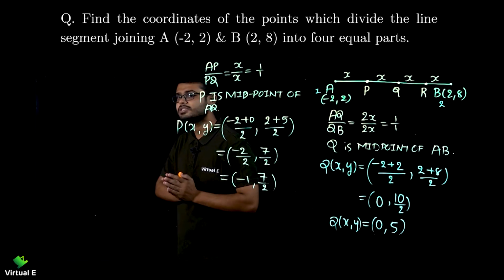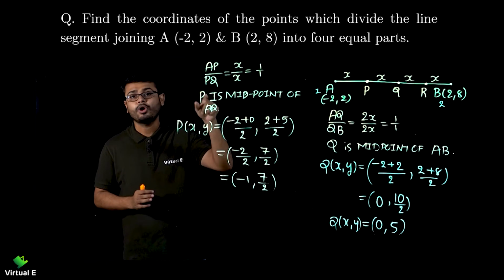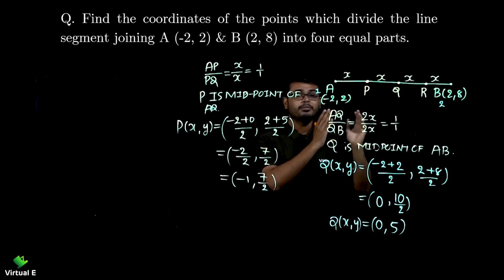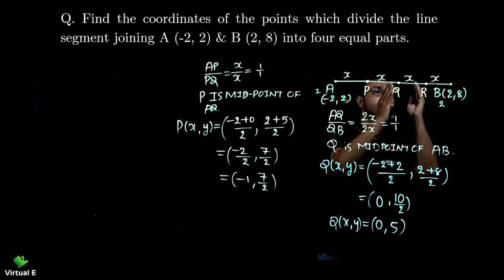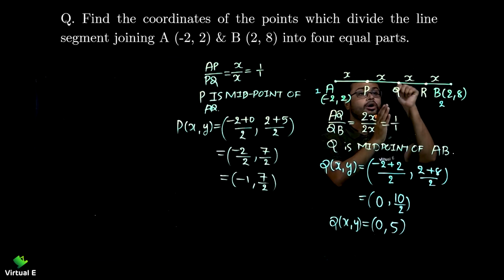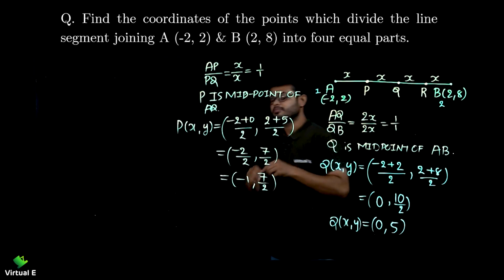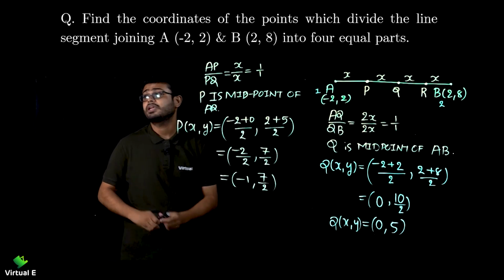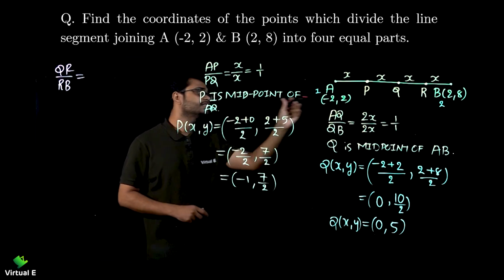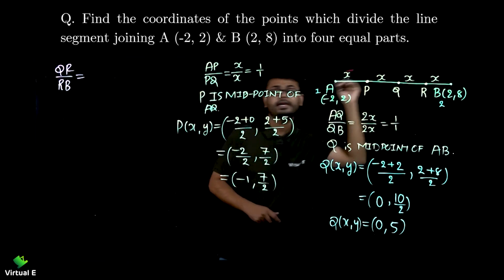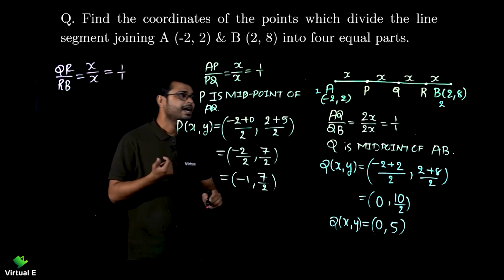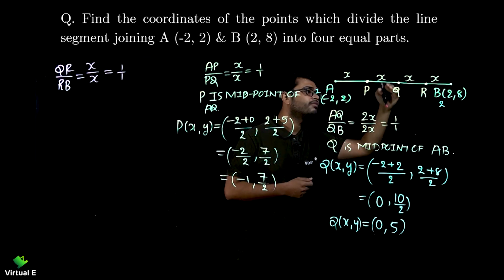Again we are going to do the calculation in the same manner the way we did for point P. Here we have taken the first part APQ, but to find R we are going to take Q, R and B, this part only. So in this case I will be taking the ratio of QR and RB. So what is the length of QR? X, and RB again X. So X by X will give you a 1 by 1 ratio. So I can write that R is a midpoint of QB.